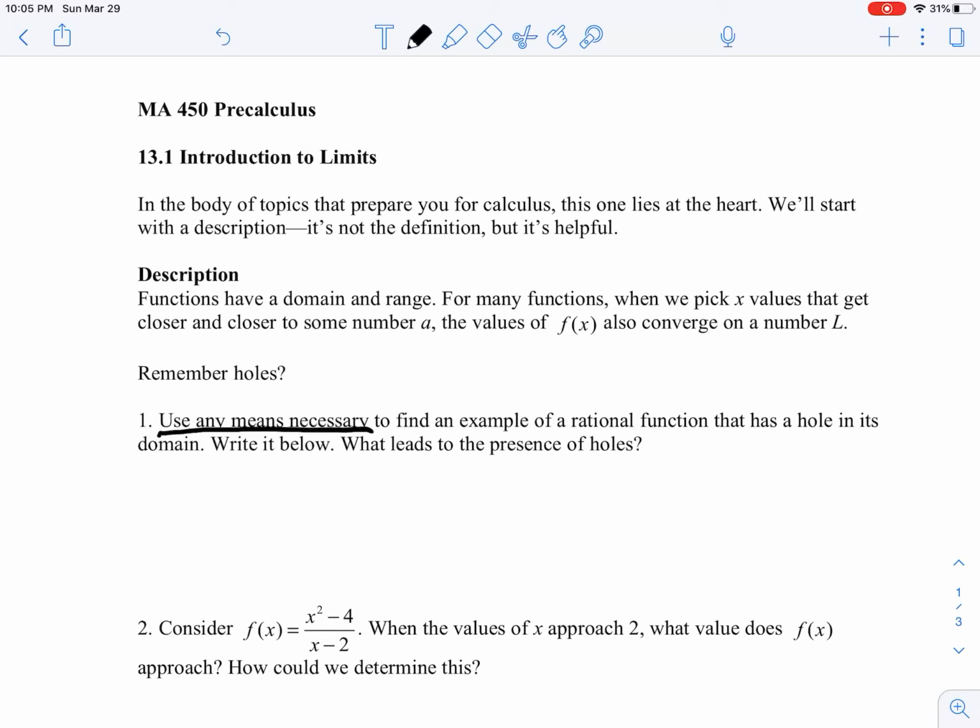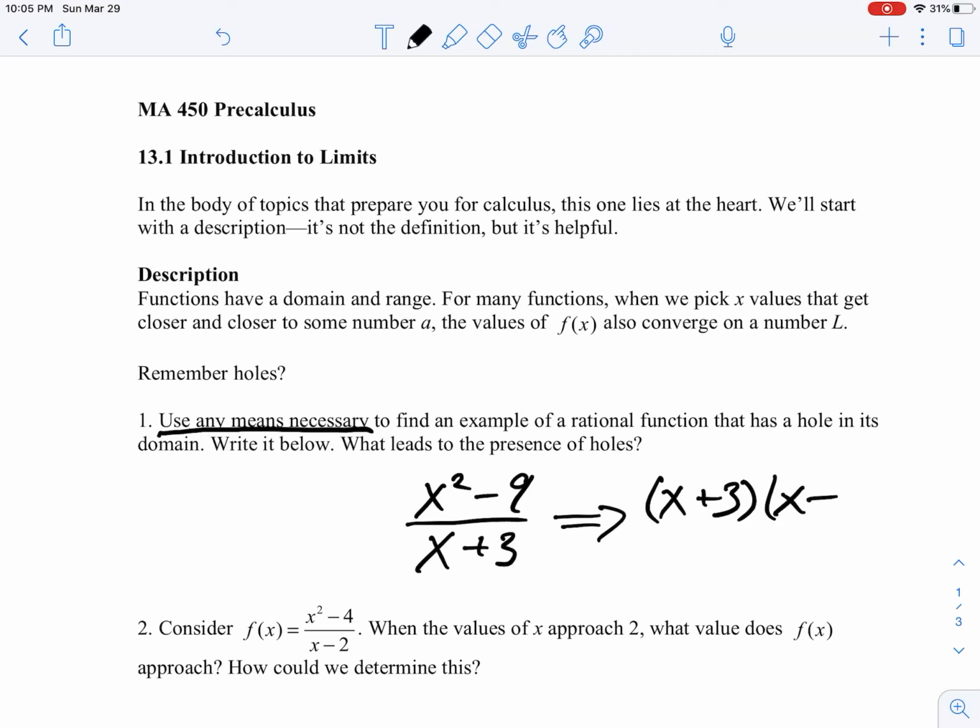Okay, so I'm going to use the function x squared minus 9 over x plus 3. Remember that what led to the presence of a hole in a rational function was a domain restriction that could be eliminated by cancellation. So this particular function can be factored into x plus 3 and x minus 3, all over x plus 3.